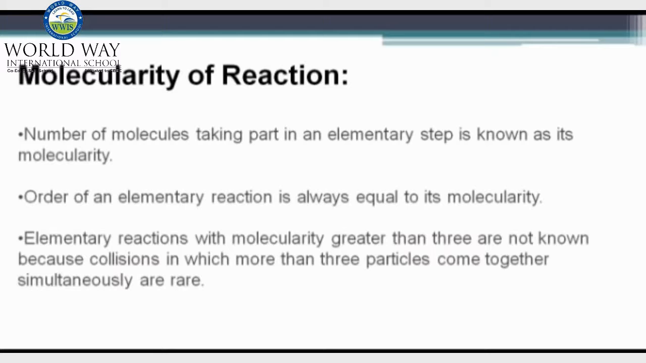The next topic is molecularity of a reaction. The number of molecules participating in an elementary step determines molecularity of a reaction. Order of an elementary reaction is always equal to its molecularity. Elementary reactions with molecularity greater than 3 are not known. This is due to the reason that collisions in which more than 3 particles come together and participate simultaneously are rare in nature. So we can expect molecularity as equal to 1, 2 or maximum 3.